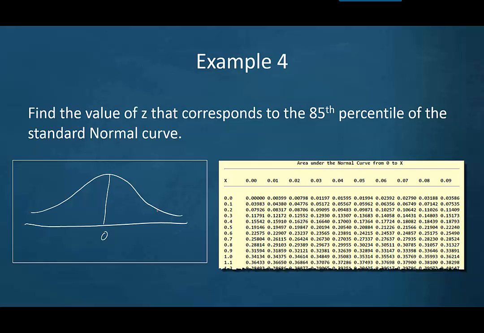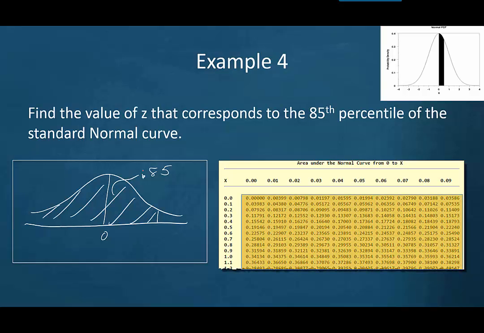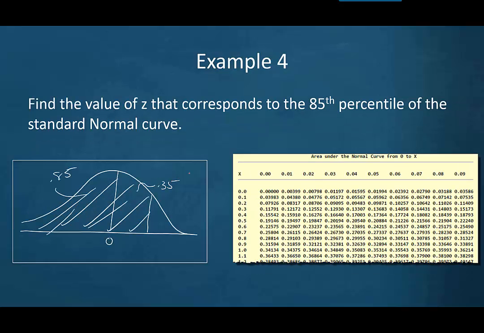So the 85th percentile is, we have this area here. The area is 0.85. So we're going to be looking in the body of this table for 0.85. Well, not 0.85, right? Because our table gives us from 0 up to some value. So really, we can remove this 0.5 here. In our table, we're going to be looking for 0.35. So look for the value of 0.35 in our table that corresponds to some value given down here.